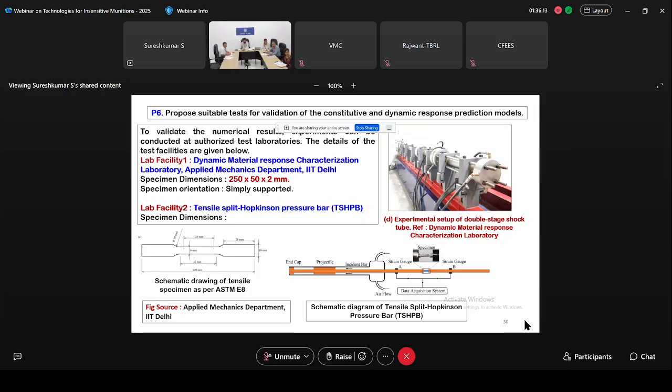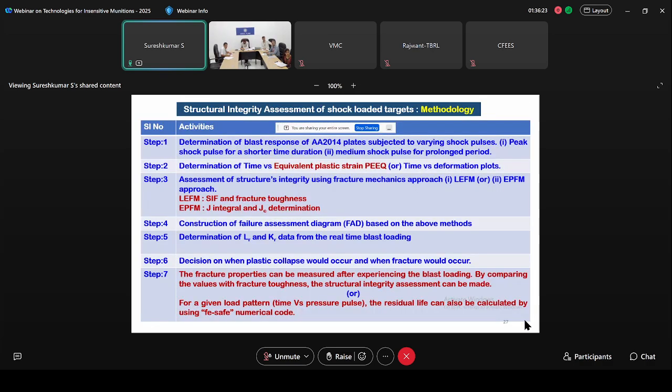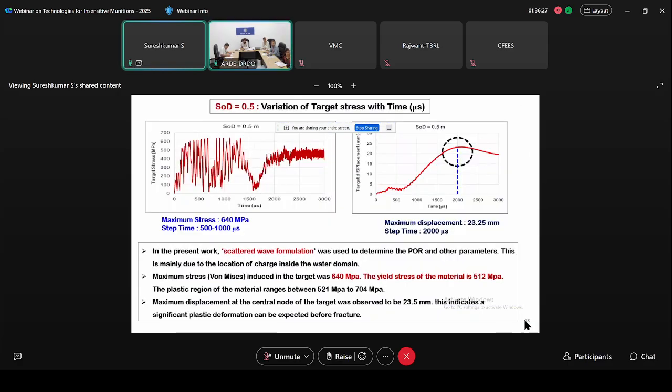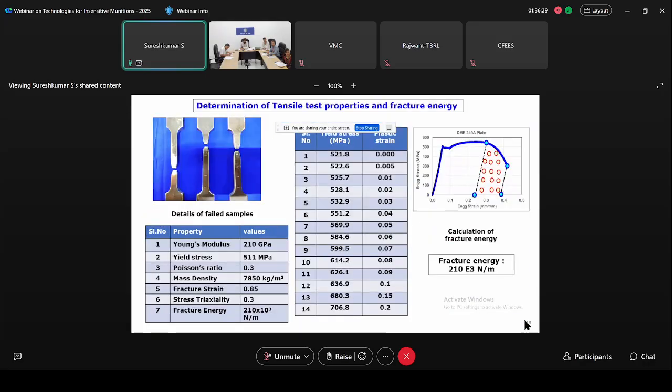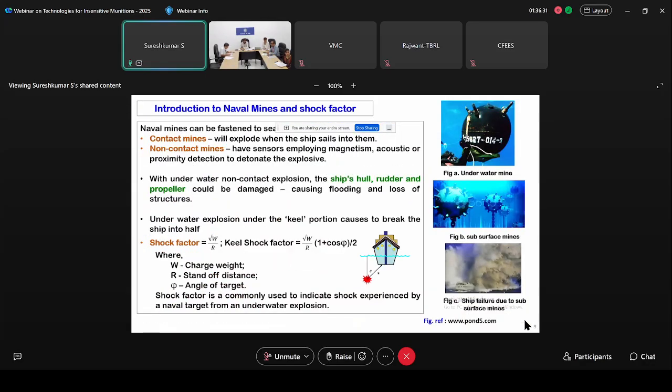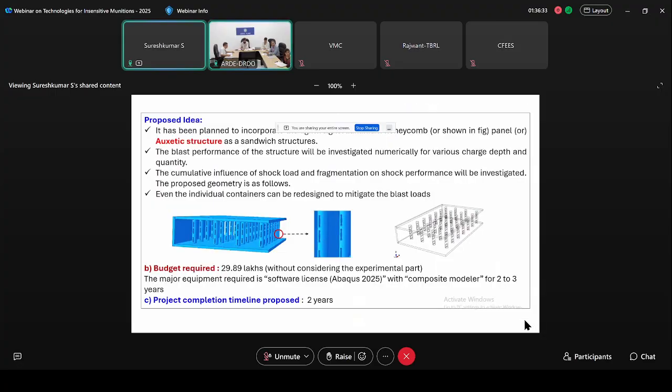What is the cost and duration for this proposal, sir? For the first one, sir, we are at an initial stage. We are interested in doing the numerical simulation only. For example, for the shock mitigation techniques, we are interested in doing numerical simulation. We don't even want a perpetual license, only a software license for about 1 or 2 years. That is the project duration.